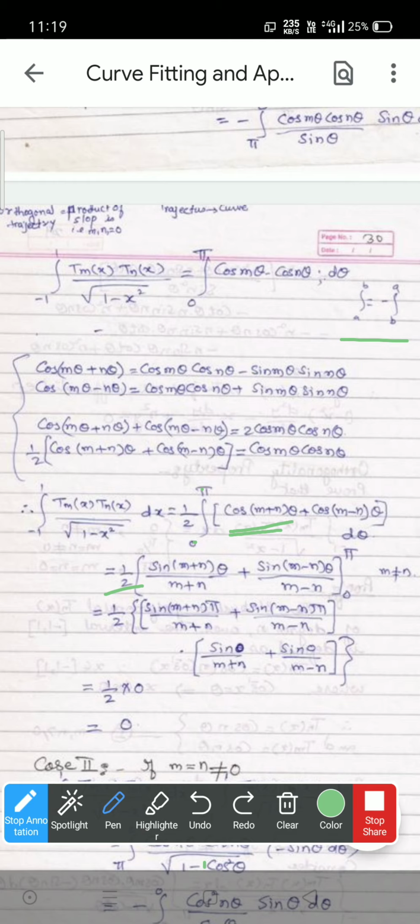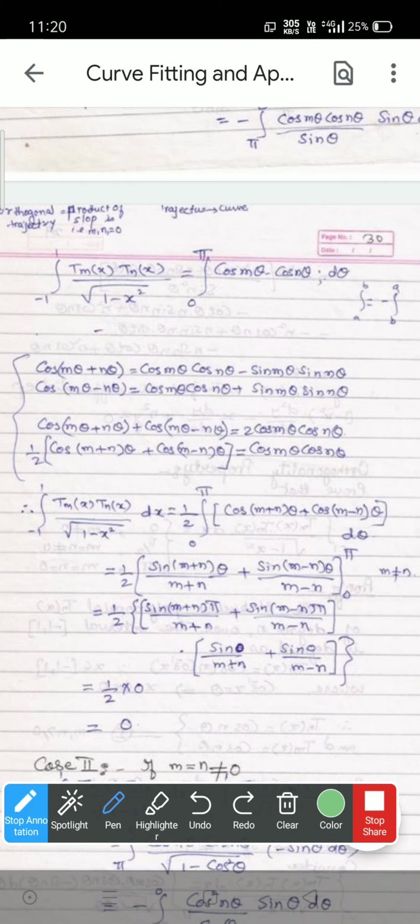This is the integration: sine of (m plus n) theta divided by (m plus n), and the integration of cos of (m minus n) theta is sine of (m minus n) theta divided by (m minus n), where m is not equal to n. Here we have m minus n, therefore m is not equal to n. And this is 1/2 sine of (m plus n) pi divided by (m plus n). Put this value from 0 to pi. So first put pi, then 0.